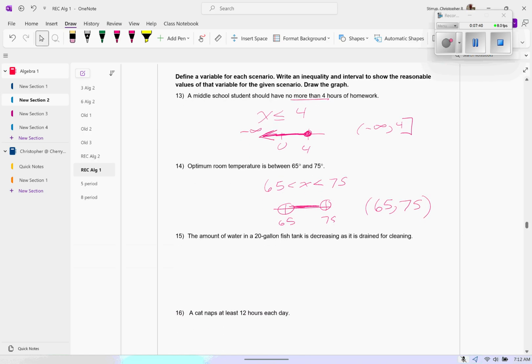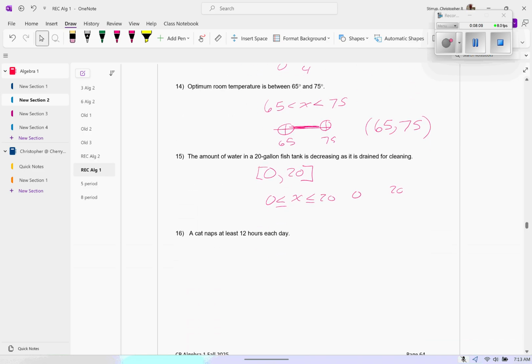The amount of water in a 20-gallon fish tank is decreasing. So if it gets all the way empty at 0, we can have 0 all the way up to 20. Okay, it holds up to 20 gallons. So we could say 0 is less than x is less than or equal to 20. We do this on a number line. We have 0 here, we have 20 here, solid dot at both. There it is.